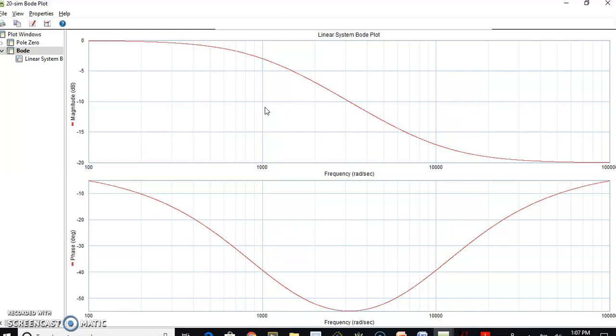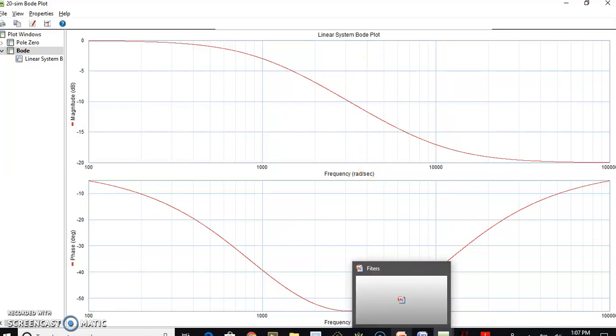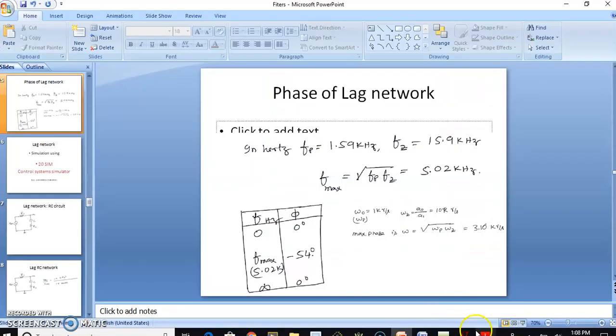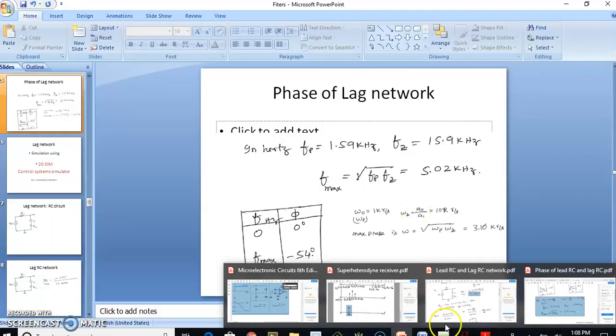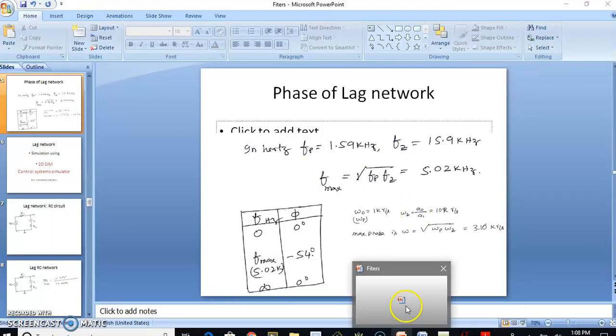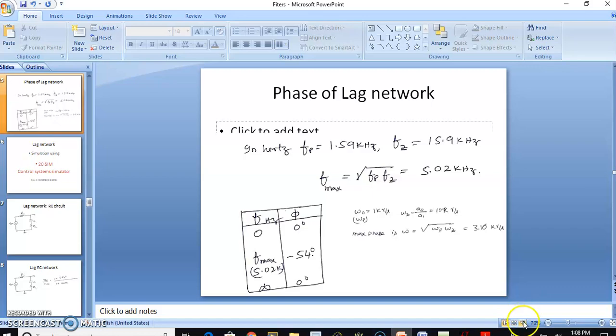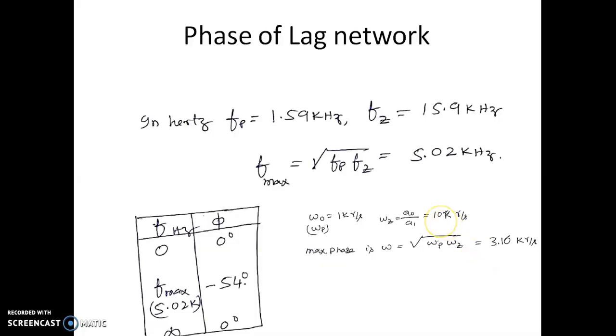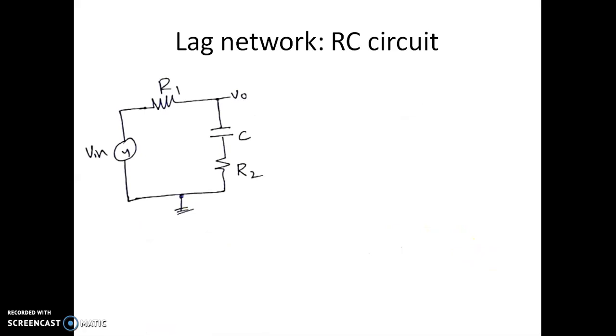We'll see the demonstration of the same lag network in LTspice also. Before that, we'll see what the circuit of this RC network looks like. So this is the lag network circuit diagram. If you carefully observe, this R1 and C is actually a low pass filter. This is an extra component that comes in the case of a lag network.